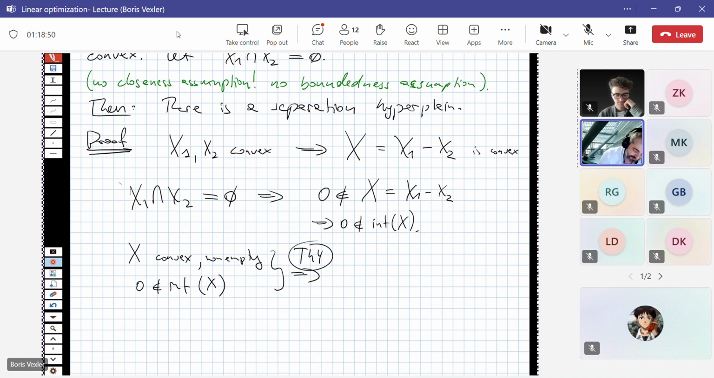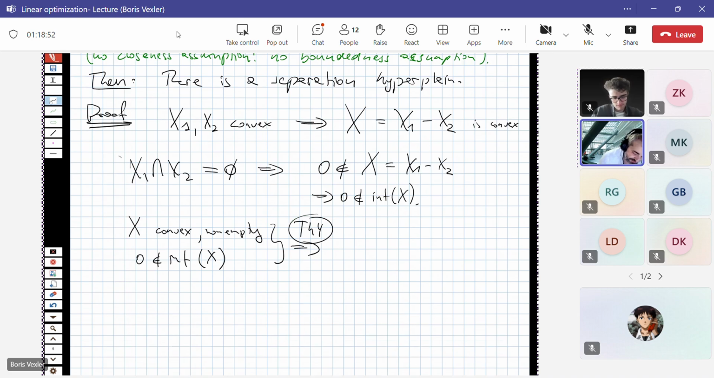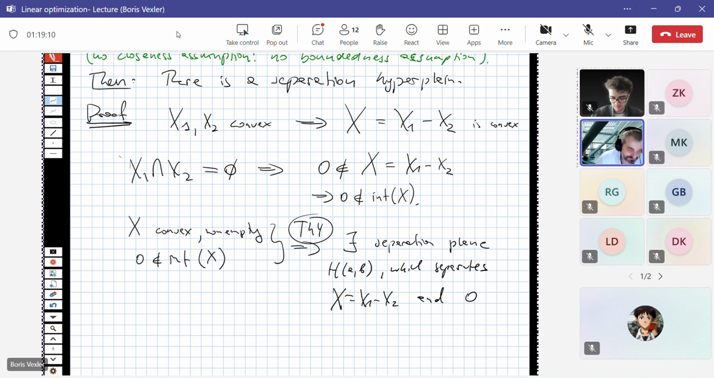Yes, and therefore what we know now by theorem 4, there is a separation plane H_AB, which separates this X, which is x1 minus x2, and 0. And now it remains to prove that this separation plane also separates x1 and x2.